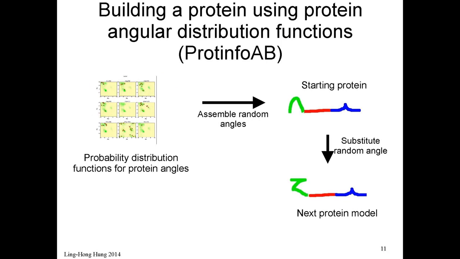Now, what we actually use, ProtinfoAB, is a variation of this. Instead of using actual fragments from proteins, the collection of fragments is converted first to probability distribution functions. So the angles which are randomly obtained from these functions will mimic the distribution that is found in nature. And so this allows us to obtain angles that are the same distribution as angles from real proteins, but without actually restricting ourselves to the exact angles that are found in real proteins.